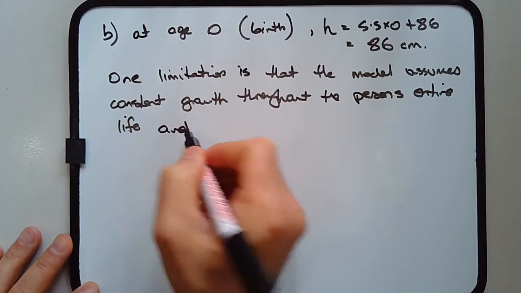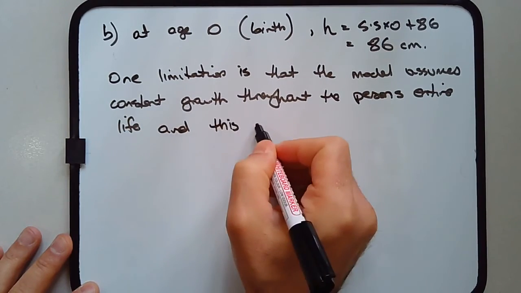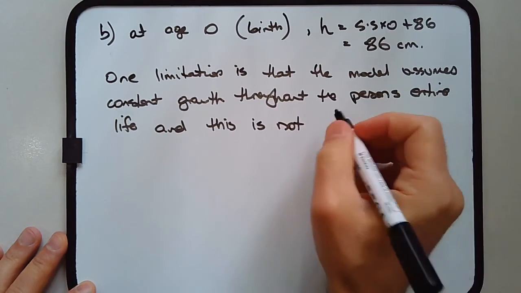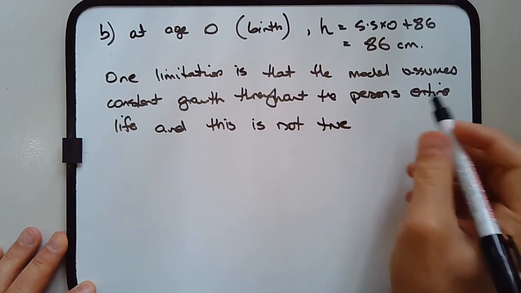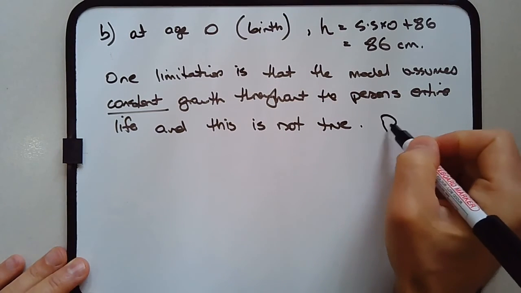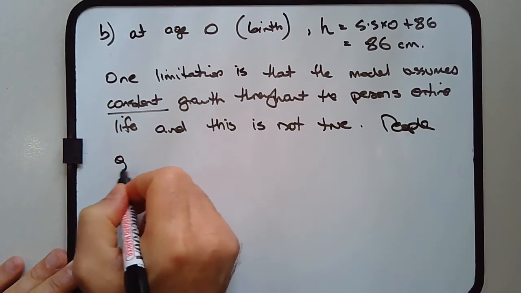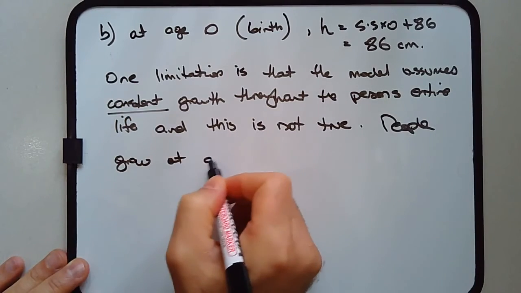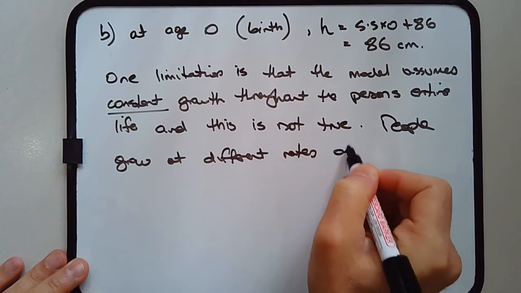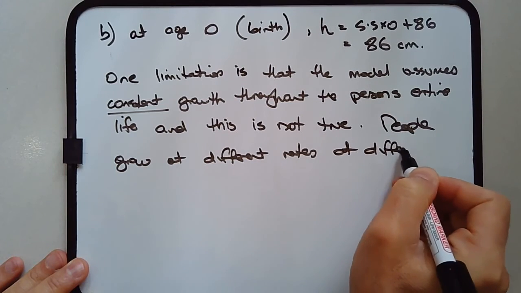And this is not true. It's constant growth as well. So people grow at different rates at different ages as well. So people grow at different rates at different points in their life as well.